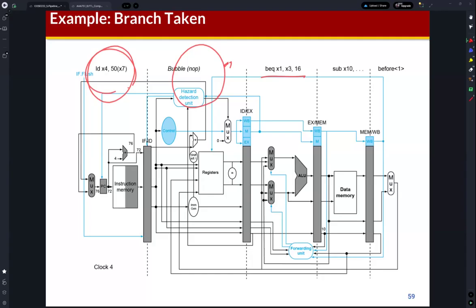So actually, if you read the textbook, and reading a textbook is very, very important. You need to study by reading your textbooks, right? If you read the textbook, you can find this solution for the control hazard caused by the branch instruction. But I don't like this solution. Why?